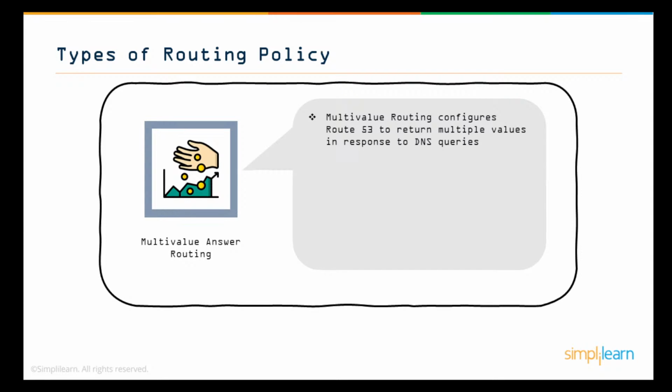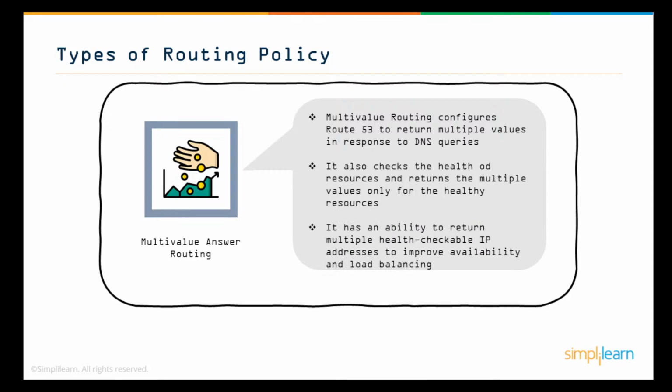So multi-value routing configures Route 53 to return multiple values in response to DNS queries. It also checks the health of resources and returns multiple values only for the healthy resources. So whichever server is healthier as compared to the other servers, that server is going to get the request for a web page from the internet. It has the ability to return multiple health checkable IP addresses to improve availability and load balancing.